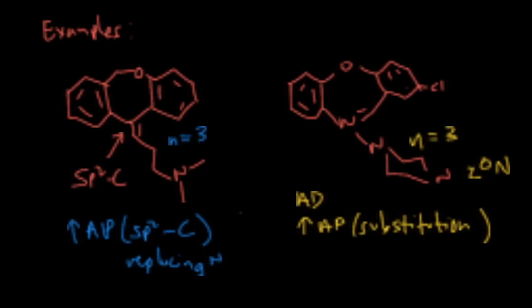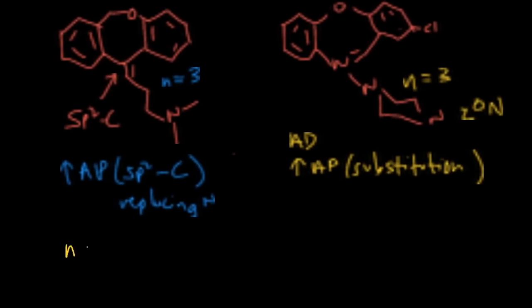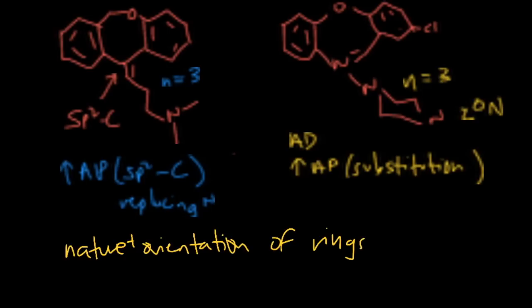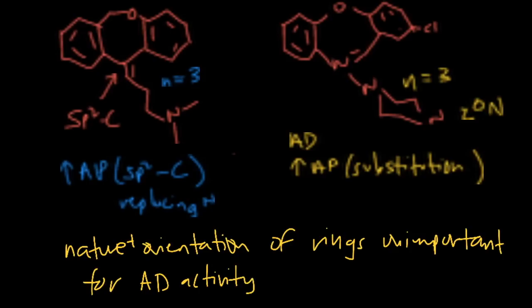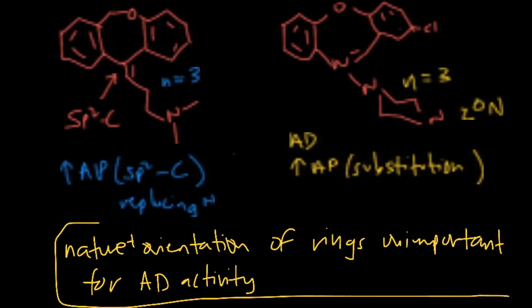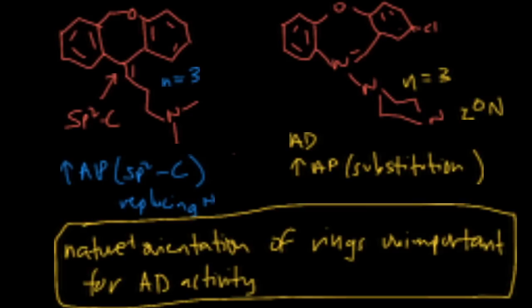So let me highlight that. Nature and orientation of rings unimportant for antidepressant activity. Nature being what's contained in the ring, so it doesn't matter if it's oxygen, nitrogen, or carbons in the ring, and orientation meaning where the left and the right rings are placed with respect to the middle ring, those are unimportant in terms of antidepressant activity. Either one gives you potent antidepressants.